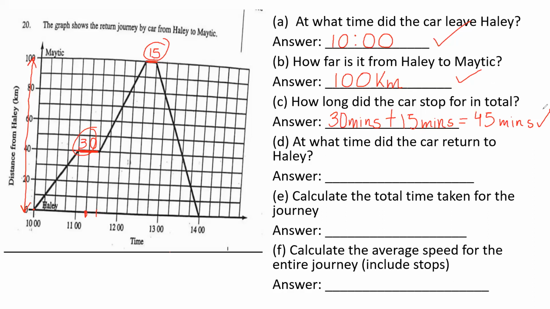At what time did the car return to Haley? 2 p.m. It says 14 o'clock. So you could put 14 o'clock or you could put 2 p.m. Both of them are the same thing. So either one works. If you have 14 o'clock or 1400 hours, or you have 2 o'clock, both of them are correct.